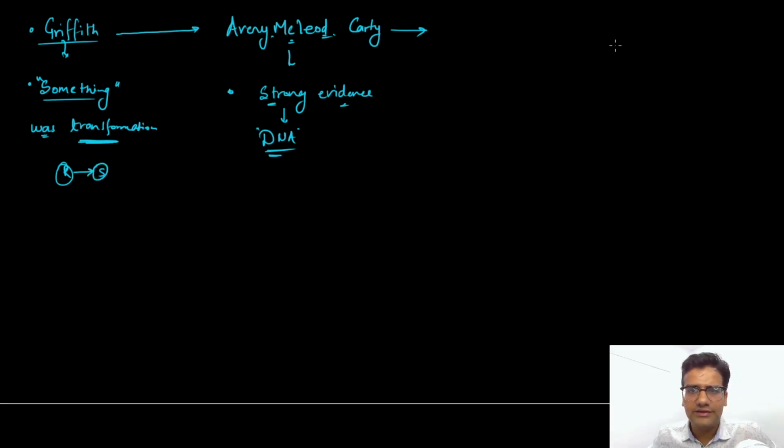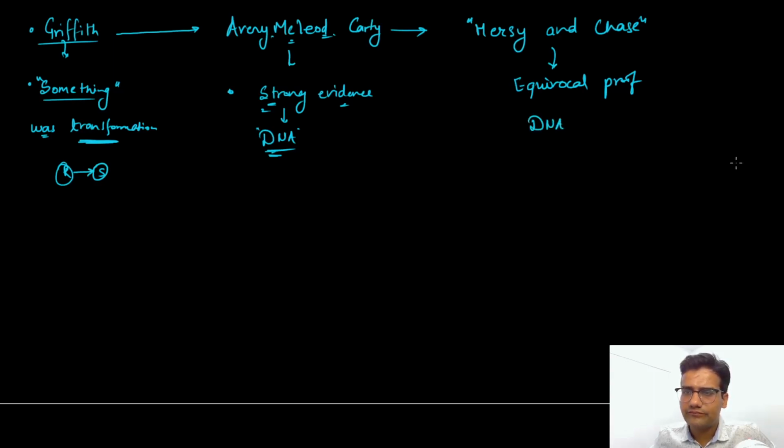Another experiment which proves that DNA acts as genetic material is the Hershey and Chase experiment. This experiment is also known as the unequivocal proof that DNA acts as genetic material.